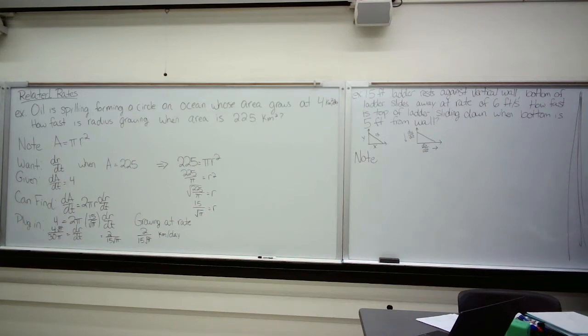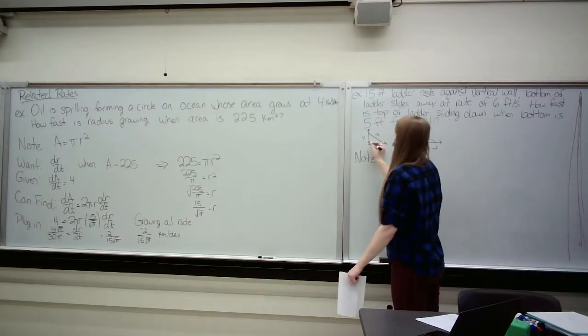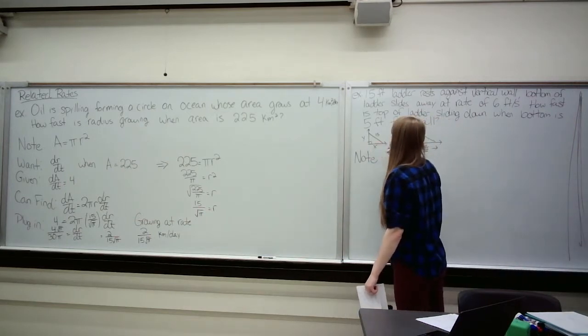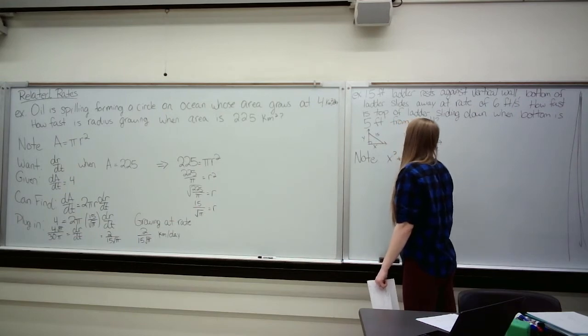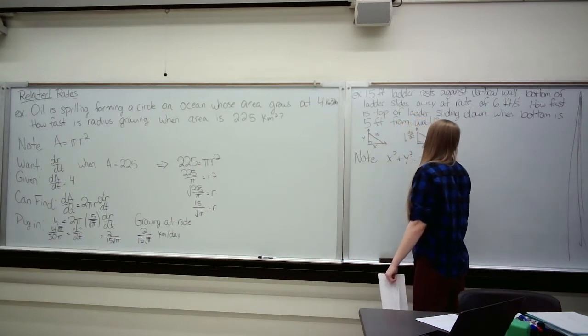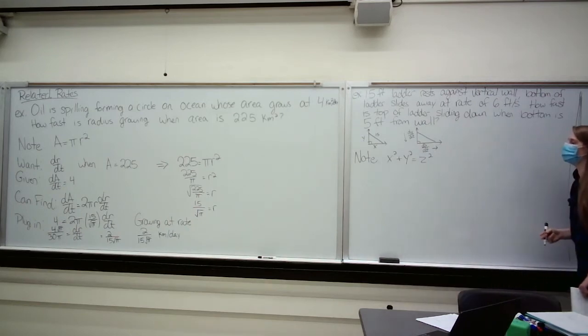So remember we had these types of problems. We're looking for our base formula. We can see we have a right triangle here, but we're not really talking about the area of it. But what's another formula we often use when we're talking about right triangles? A squared plus b squared equals c squared. Exactly, it's our Pythagorean theorem. So we have here x squared plus y squared, in our labeling, equals z squared. So that's what we can start with.